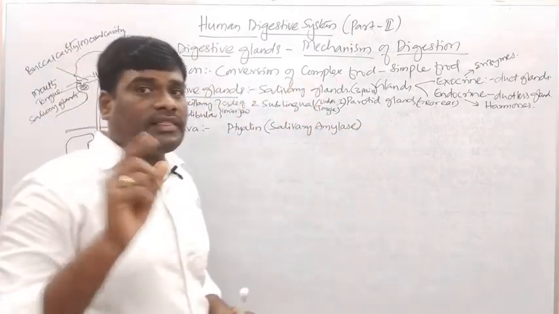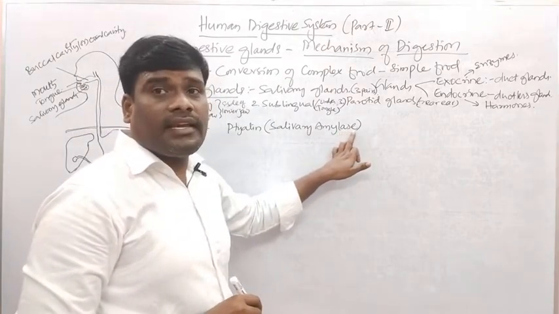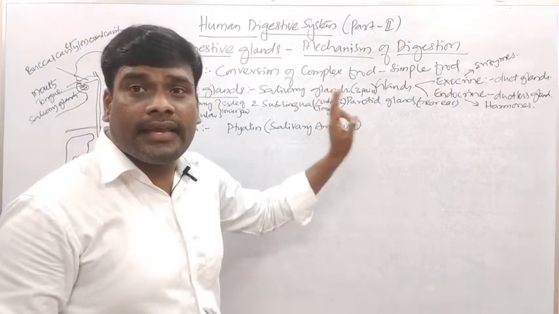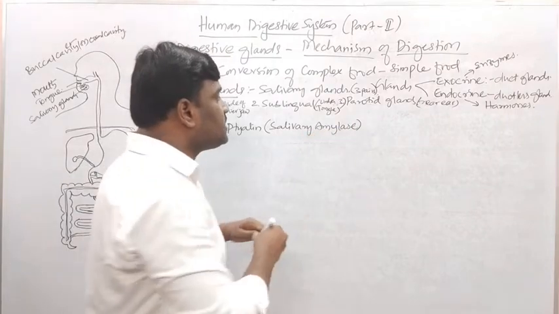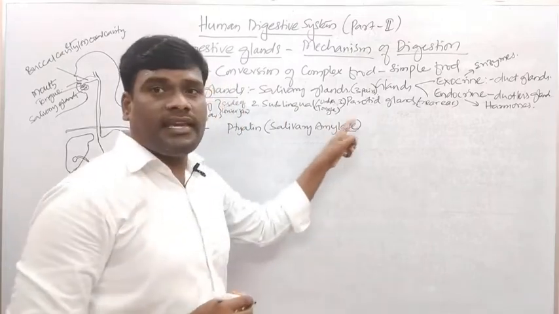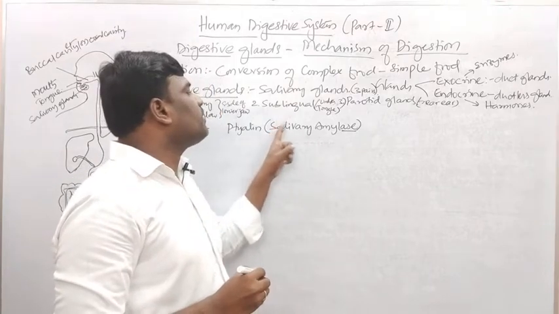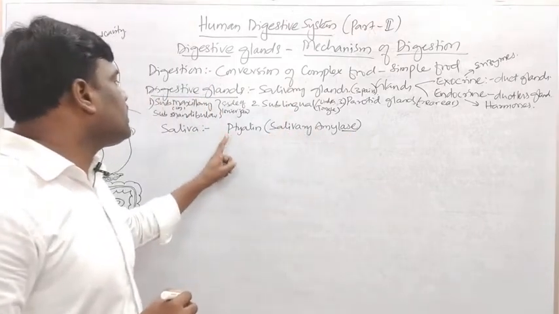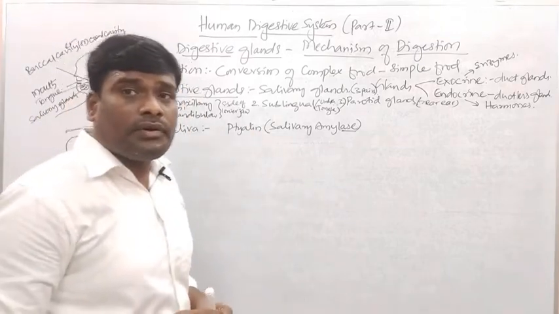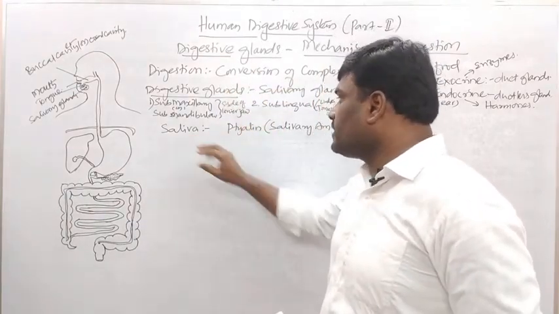I wanted to tell you one thing, children. If "ase" is in the suffix, then it is an enzyme. Amylase, this is what, children? By this we can understand that if "ase" is seen in the suffix, then it is an enzyme. Got it? So salivary amylase, or commonly ptyalin. What is the action of this ptyalin? It is secreted by the salivary gland, and it is seen in the saliva, children.